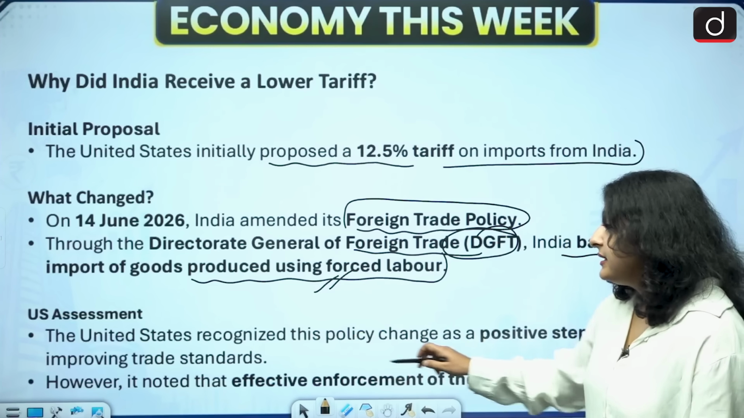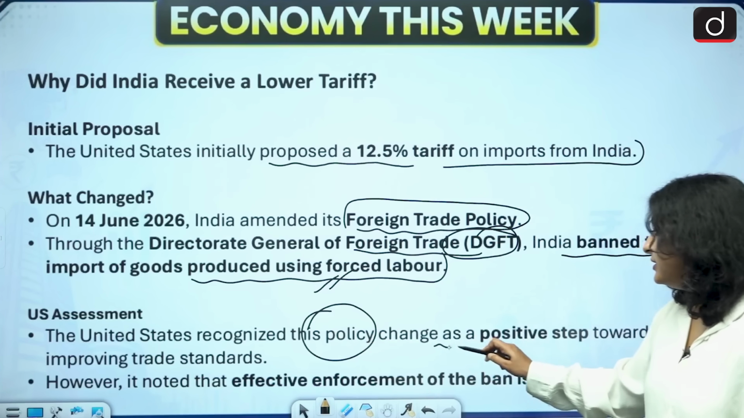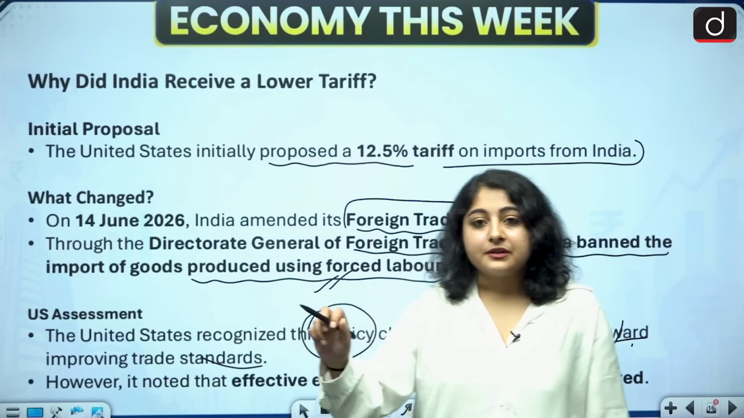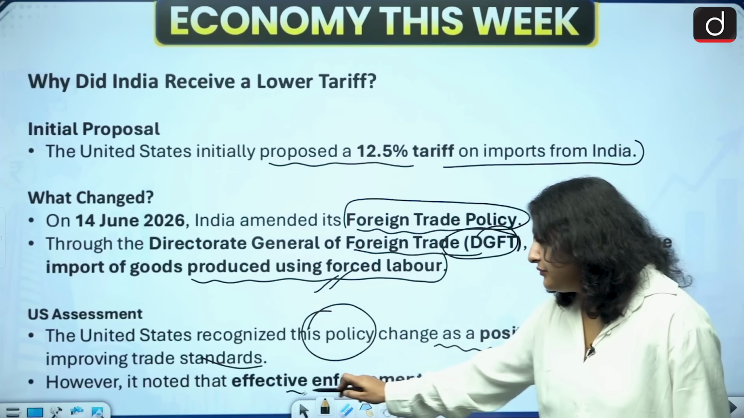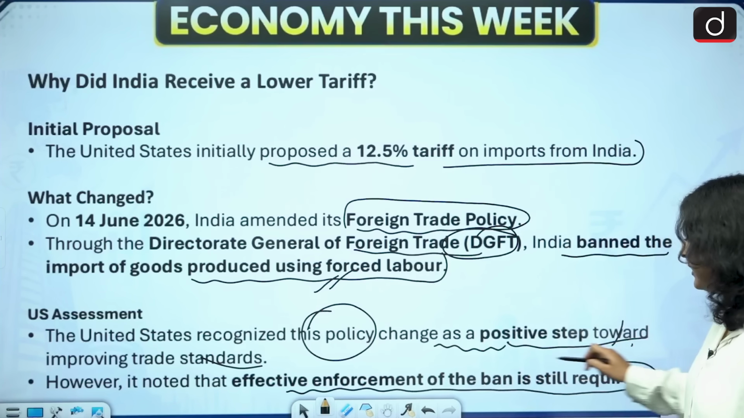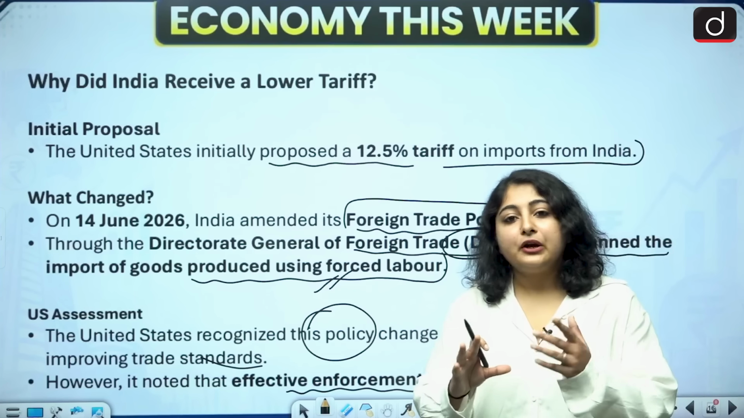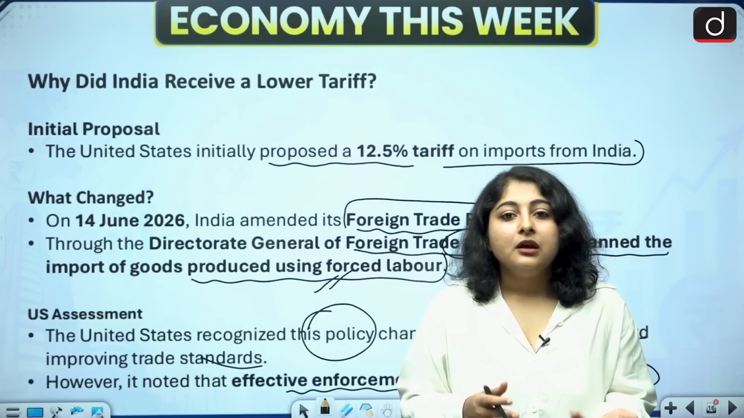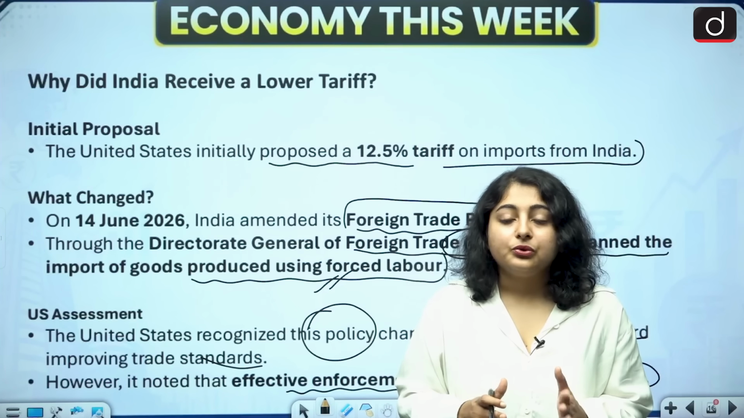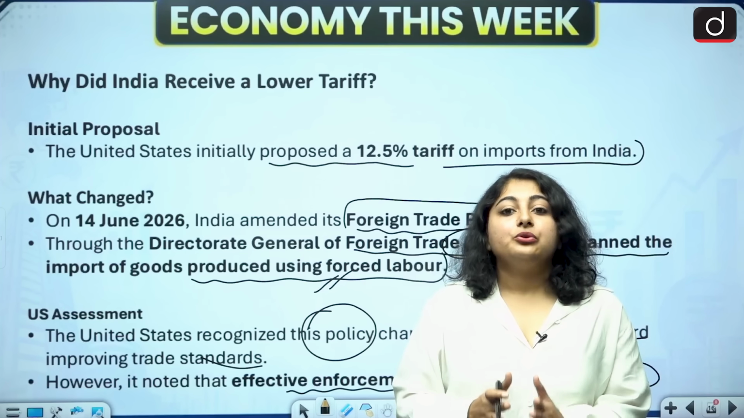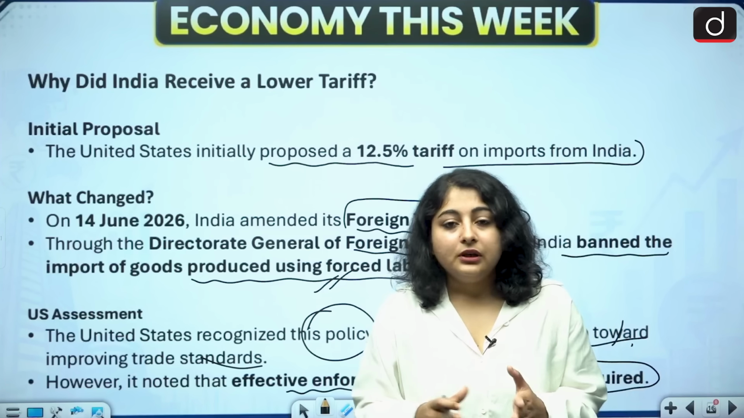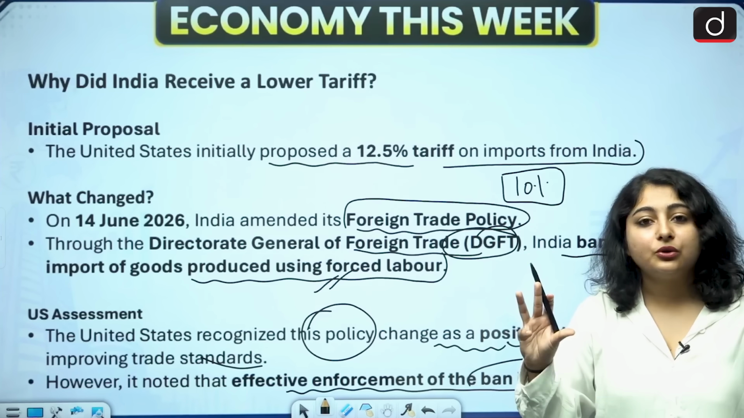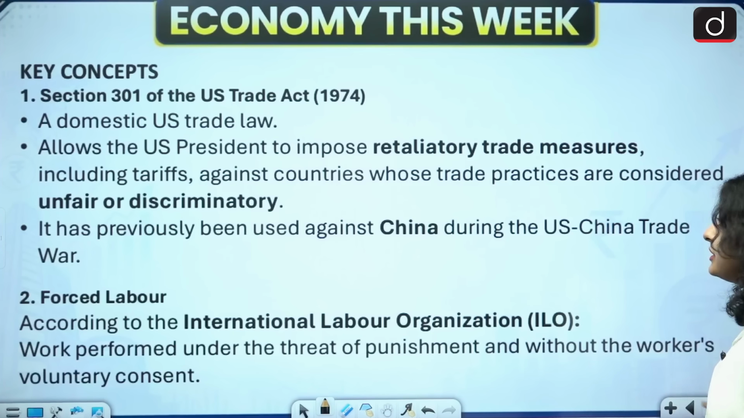Now the US has recognized this policy change as a positive step towards improving trade standards. However, it noted that effective enforcement of the ban is still required. The US says, all right, we acknowledge that you have made a rule, but what about the enforcement? Making rules is a very easy thing to do. You can make a rule anytime, but what about the enforcement? But because you have made a rule, now we will charge you 10%. Okay, a 10% tariff will be levied on Indian goods instead of 12.5%.